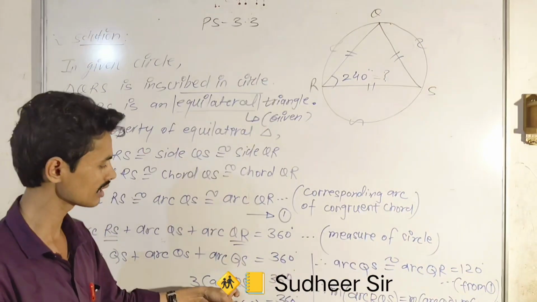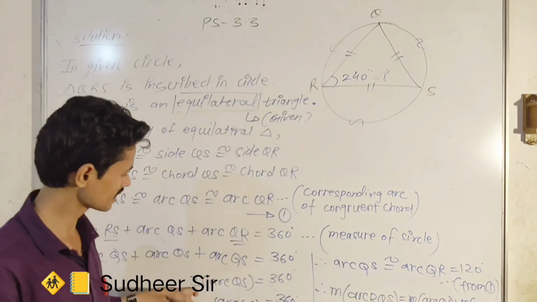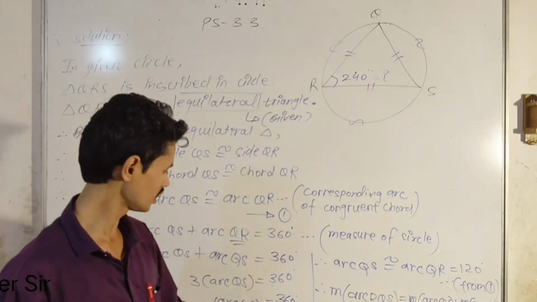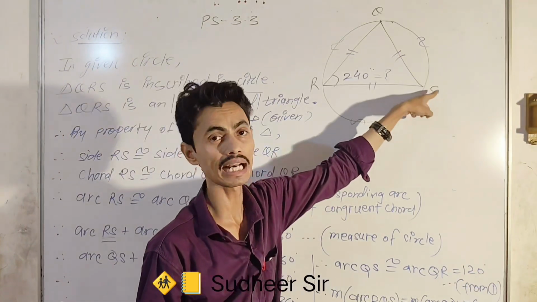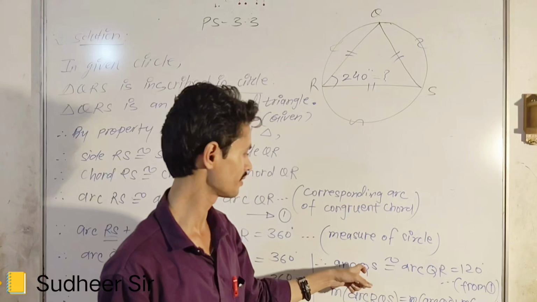Why have I taken QS? We can take any one. After that, 3 is multiplying over here, so it will be divided, and we got the value of QS. If the measure of one arc is 120, then all arcs are equal to 120. So I have written it over here.